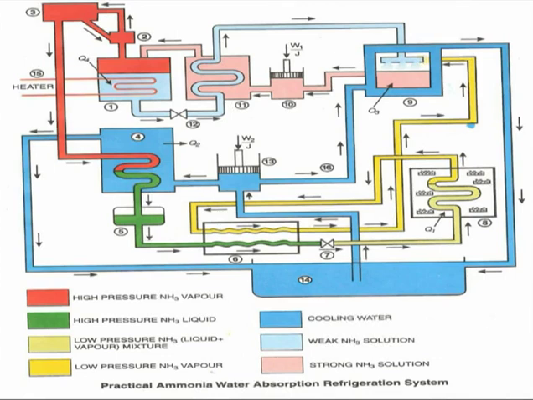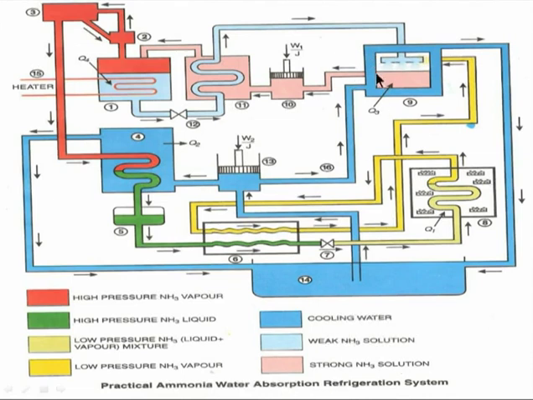And this is another schematic with all accessories. First we will see the different forms of refrigerant. High pressure NH3 vapor goes from the generator to the condenser, and the high pressure NH3 liquid coming out of the condenser is saturated liquid, which is expanded through the expansion valve. Then there is a low pressure NH3 liquid plus vapor mixture, and then low pressure NH3 vapor, after absorbing heat, comes out of the evaporator and is supplied to the absorber.